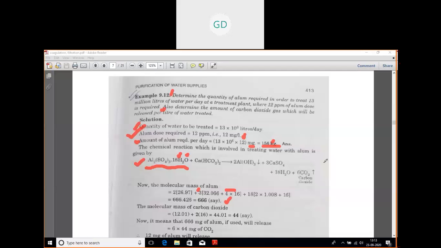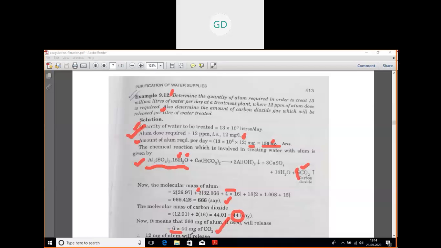Okay. Again, similarly, you need to find out the molecular mass for carbon dioxide, since in the question it is told to find the amount of carbon dioxide. Therefore, we need to find the molecular mass for carbon dioxide. So the molecular mass for carbon dioxide, they got it to be 6 into 44. The CO2 value is 44, but since here it is a balanced chemical equation, 6 is here, so they have multiplied it by 6.